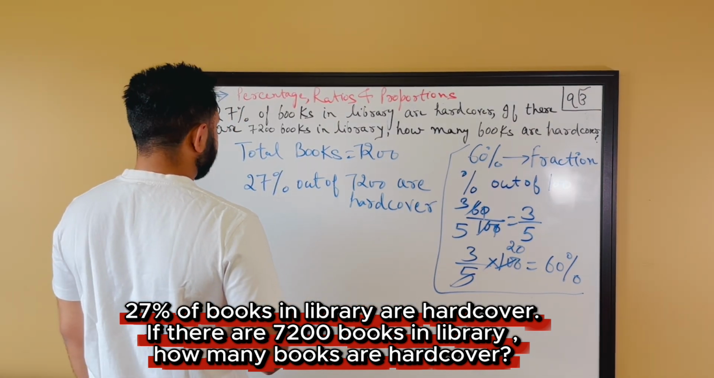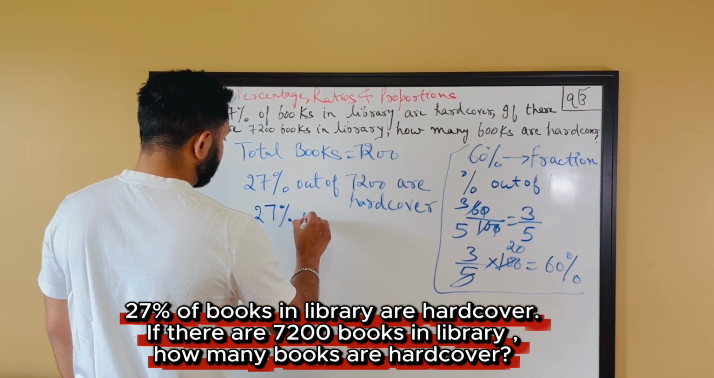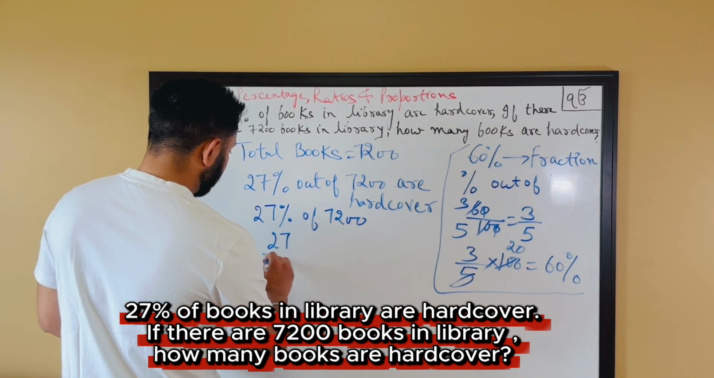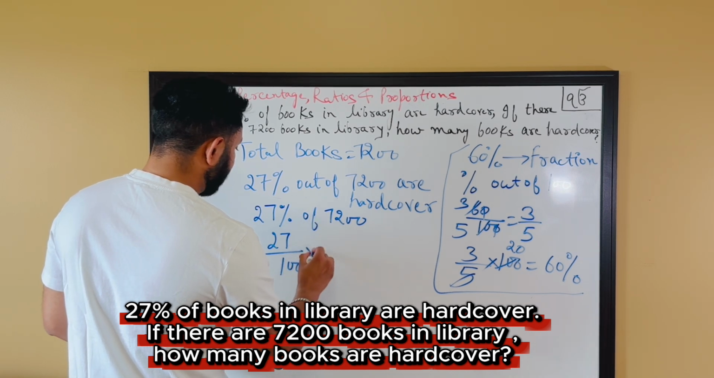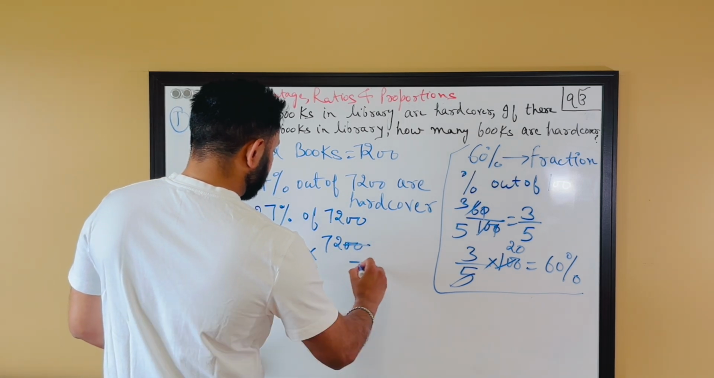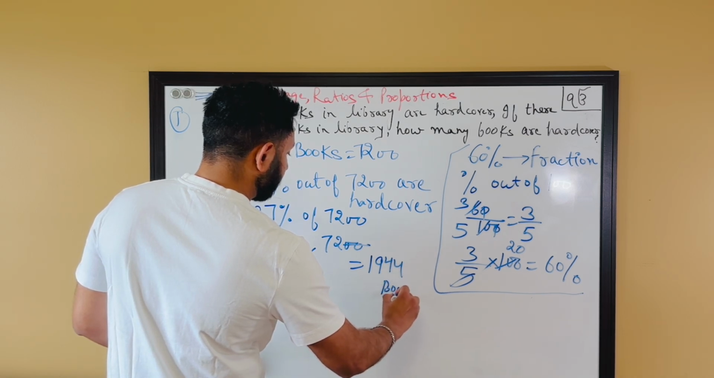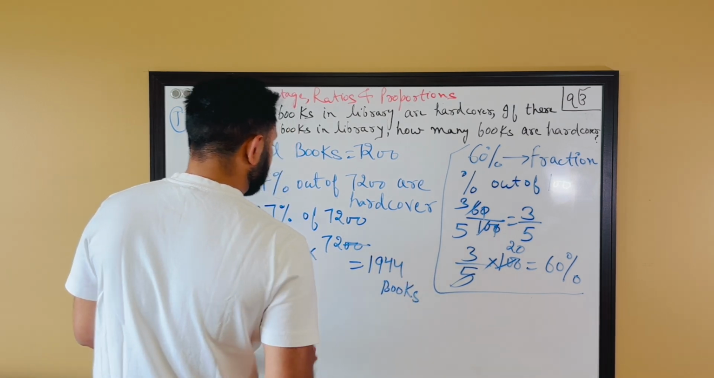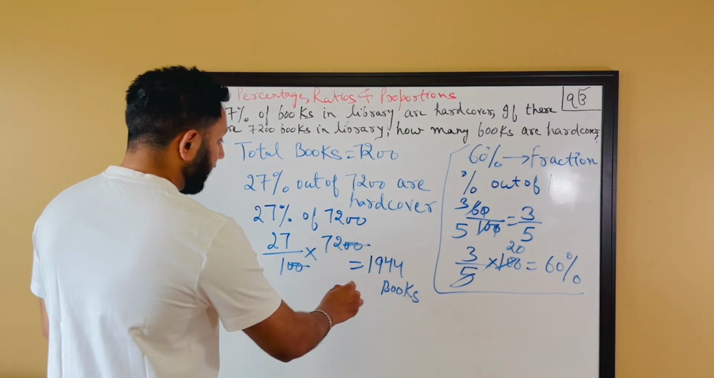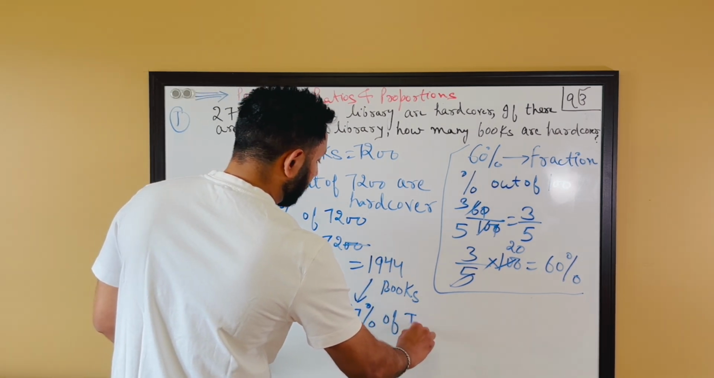And so that means we can write this down as 27% of 7200. So 27 over 100, and "of" means multiply. So if we simplify this, the answer comes out to be 1944 books. So that means 1944 books in the library are hardcover, which is 27% of total books.